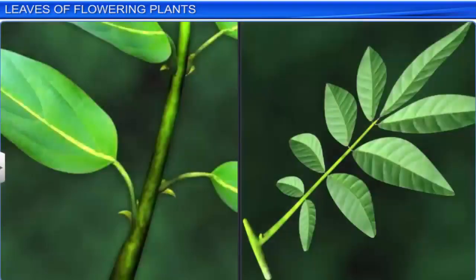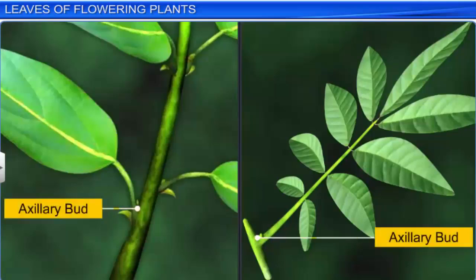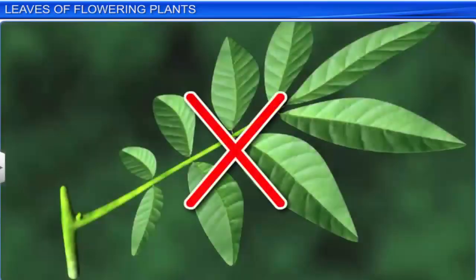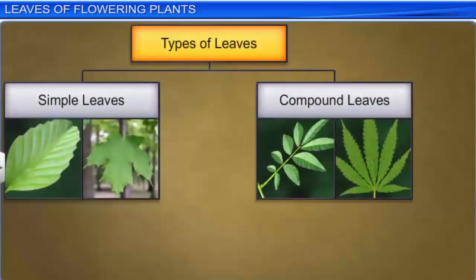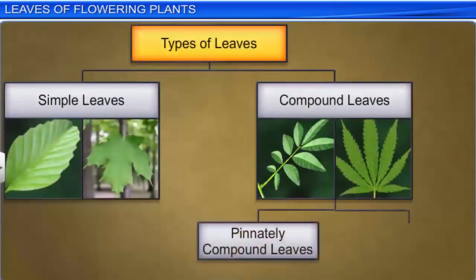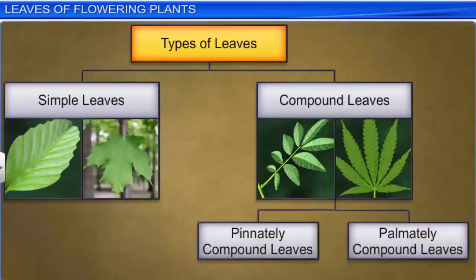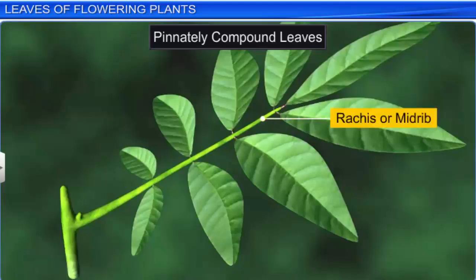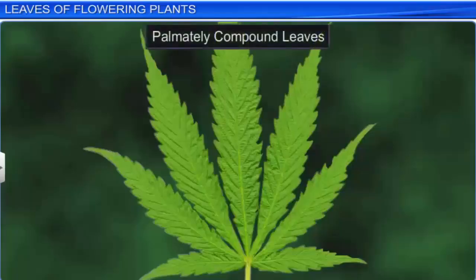Both simple and compound leaves have a bud in the axil of their petiole. However, buds do not develop in the axil of the leaflets of a compound leaf. Compound leaves are further classified into pinnately and palmately compound leaves. In pinnately compound leaves, there are several leaflets on the common axis or the rachis. The rachis is the midrib of the leaf. In palmately compound leaves, all the leaflets are attached to a common point, which is the tip of the petiole.